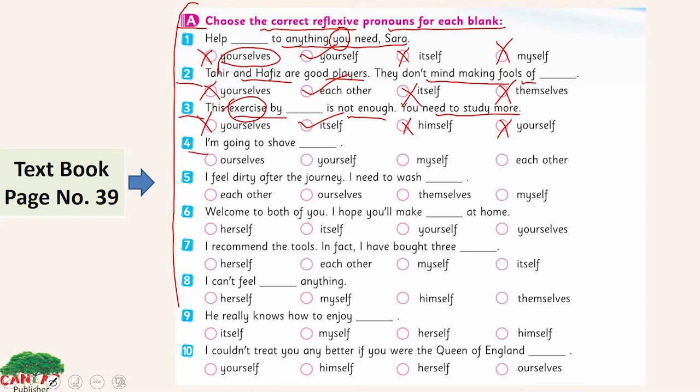The fourth one, I am going to shave. I am. You can see the I am. You have a clue here. Not ourselves, not yourselves, not each other. Yes, the myself here. The fifth one here, I feel dirty after the journey. I need to wash. Yes, the clue here about reflexive pronoun here. I need to, again I here. Yes, I need to wash myself. Choose the correct option for these remaining sentences by yourself.